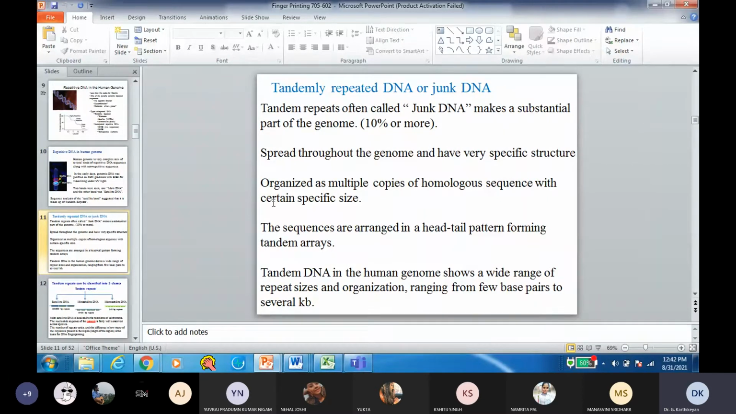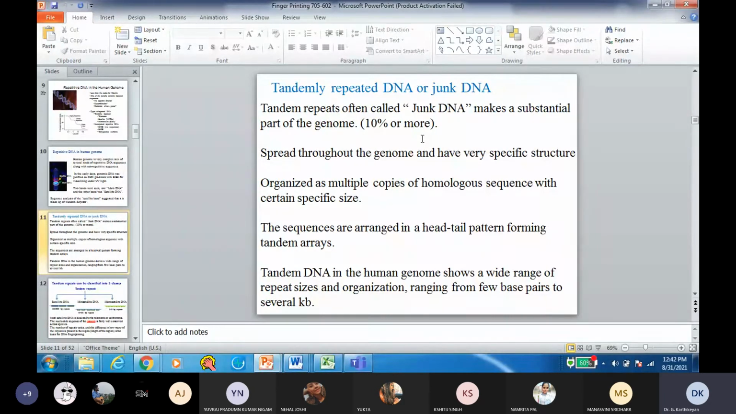They are spread throughout the genome, and they have very specific structure. Although I said 50% of the genome is repetitive, these tandem repeats constitute a little more than 10%. They're organized as multiple copies of homologous sequence with a specific size. These sequences are arranged in a head to tail pattern, and they form a tandem array.